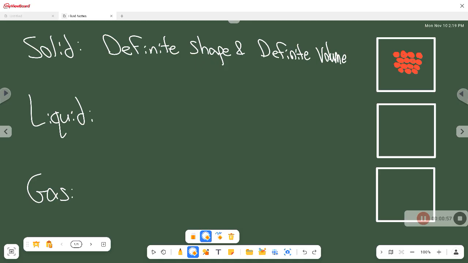So here is my drawing. These dots represent the molecules of an object. So these molecules, they're tightly packed together, and they have that definite shape. In this case, it's kind of a square.